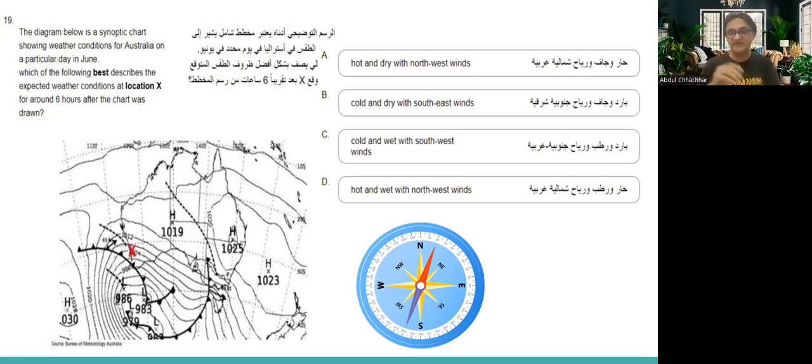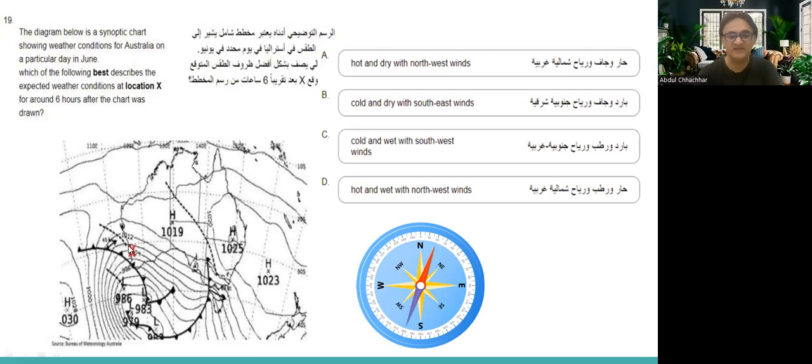This is not about memorization and understanding. Now, what logic can we use over here? First, the question is asking which of the following best describes the expected weather condition. Synoptic chart means weather chart.